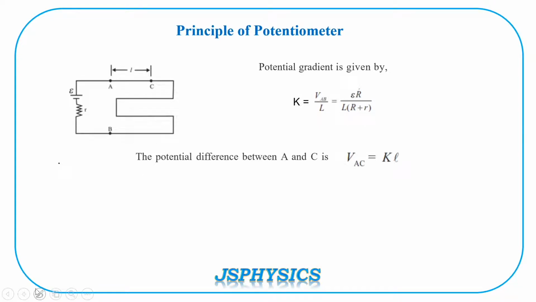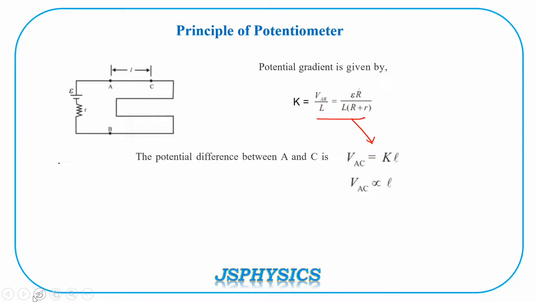So that is given by VAC, the potential between A and C point, which is given by the potential gradient into the corresponding length of the wire. That is VAC is equal to K into L, where K is nothing but this potential gradient. So the potential difference between A and C point is given by K, that is potential gradient, into length of that particular wire.